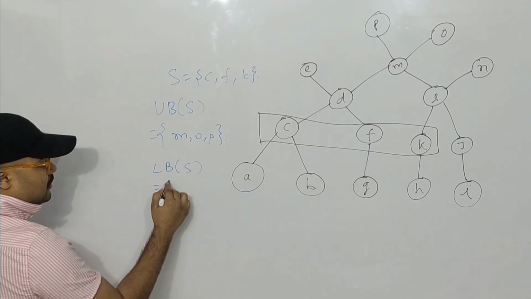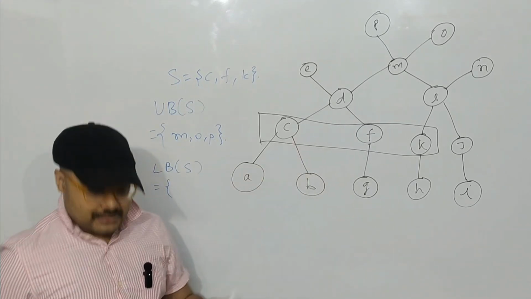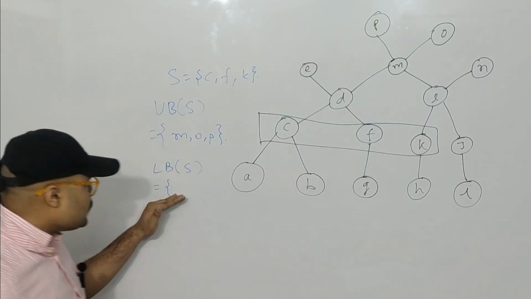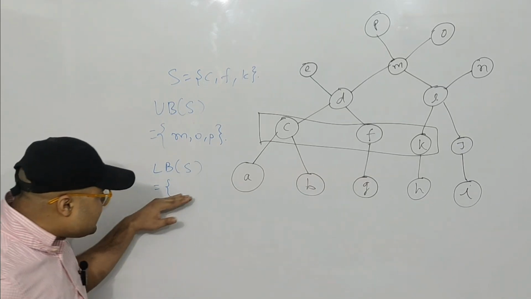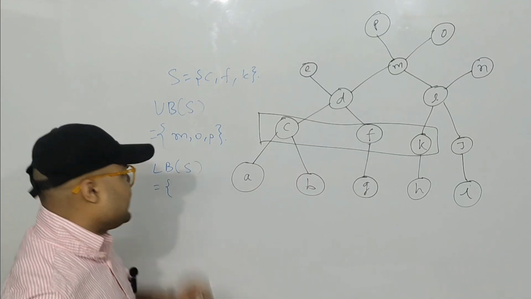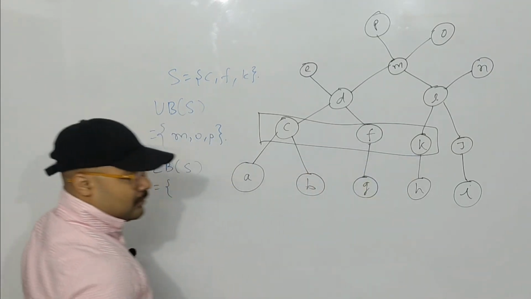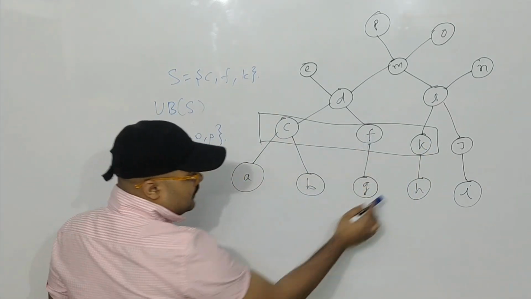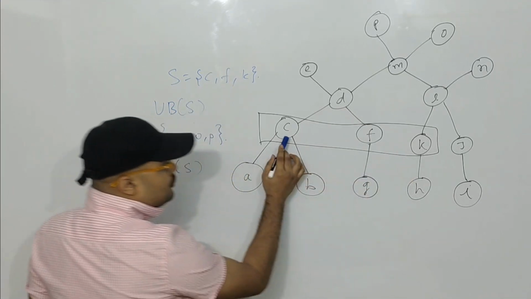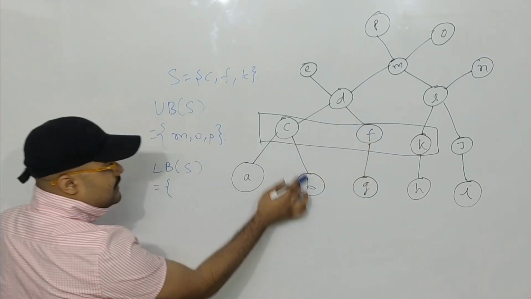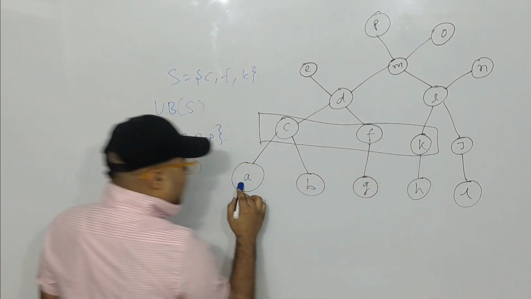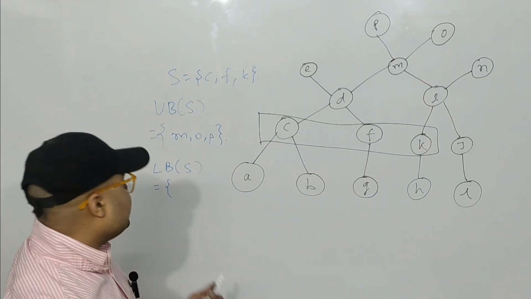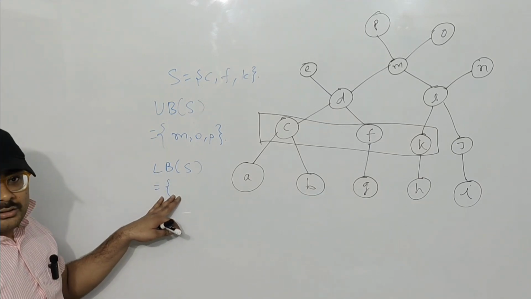Now if we talk about lower bound of S, this is upper bound of S. What is the lower bound of S? So what lower bound means is that all those nodes will come in the lower bound of S if these elements are related to each and every element in the set S. So there is no such element, because H is related to K, but H is not related to F. There is no upward path from H to F. There is no upward path from G to K or G to C, but G is related to F. Similarly, B is related to C, but B is not related to F or K. A is related to C, but A is not related to F or K. So there is no element that qualifies to be in this set, lower bound of S.